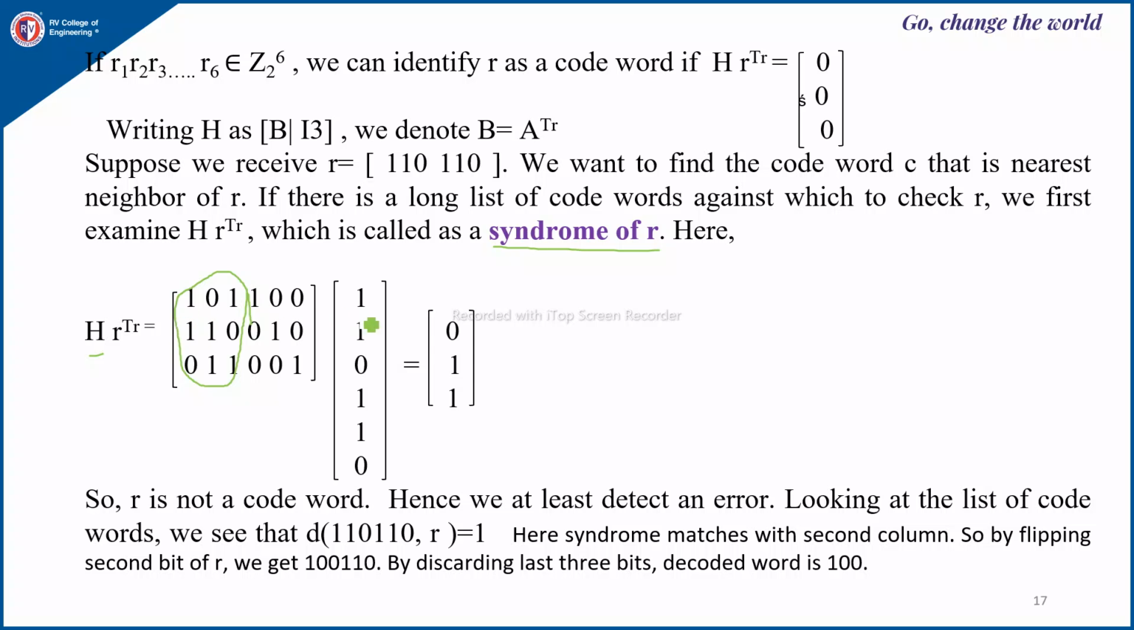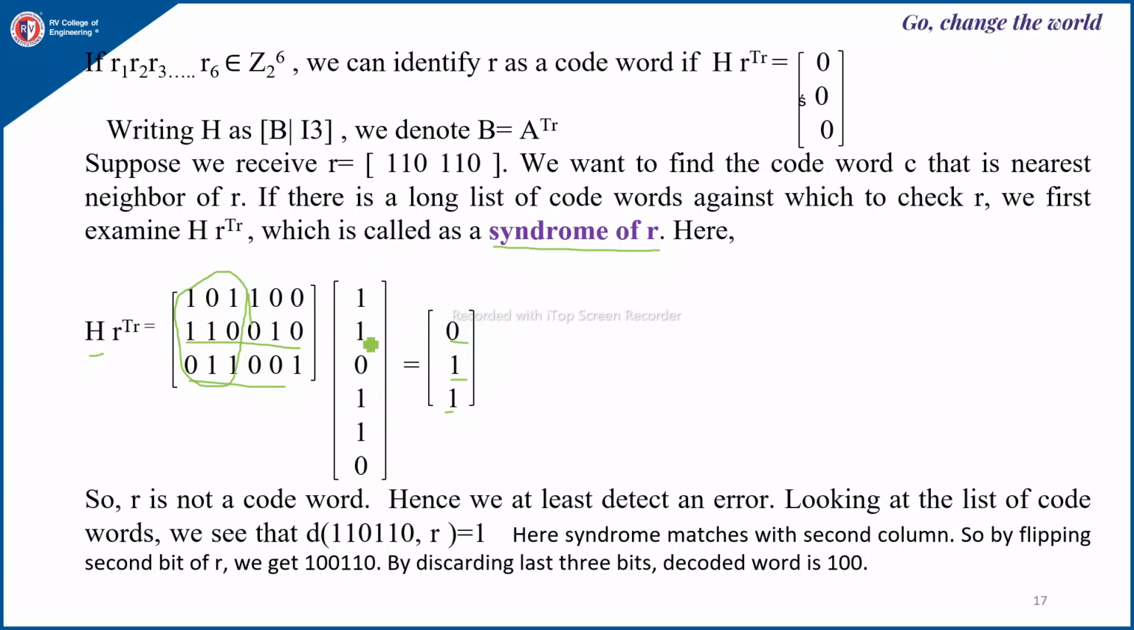Now if you find the product of this, you can see that this is 1 into 1, 1 plus 0 plus 0 plus 1 plus 0 plus 0. So you have 1 plus 1, which is 0. Next, similarly, if you multiply the second row with the column, then you will get 1. And if you multiply the third row with this column, you will get 1. So this 0, 1, 1 is not equal to 0, 0, 0. So it means that there is some error in the received message.